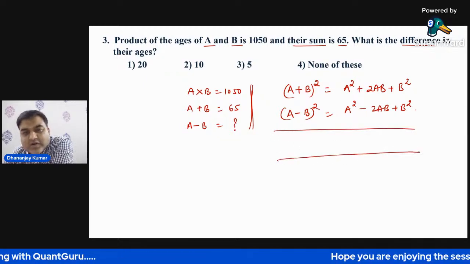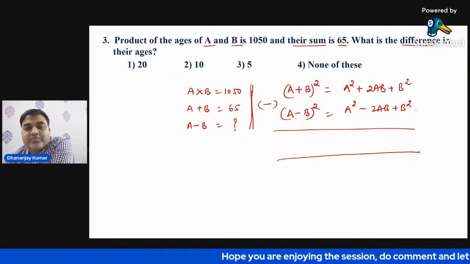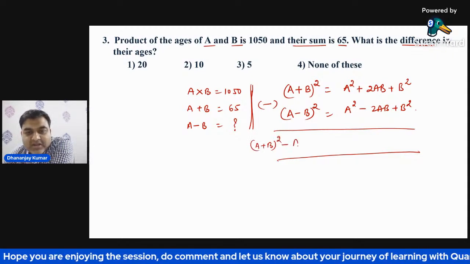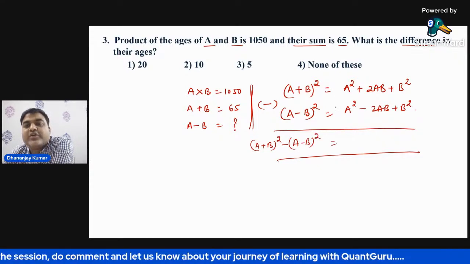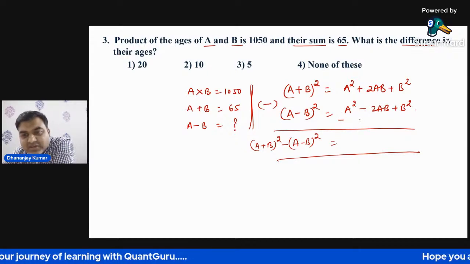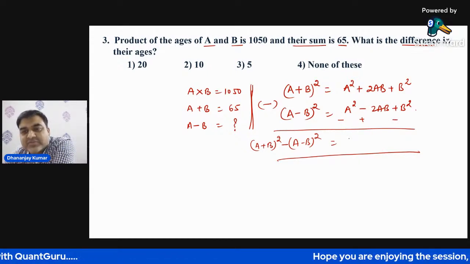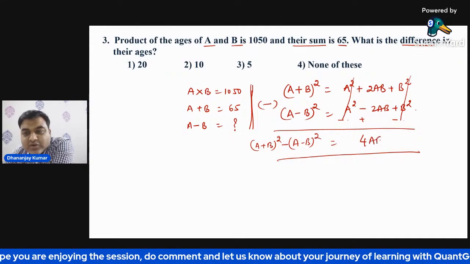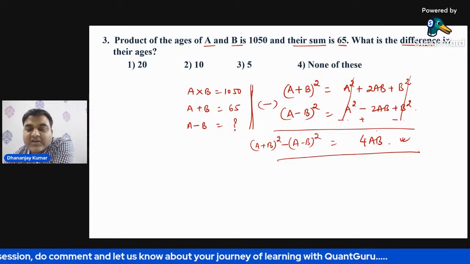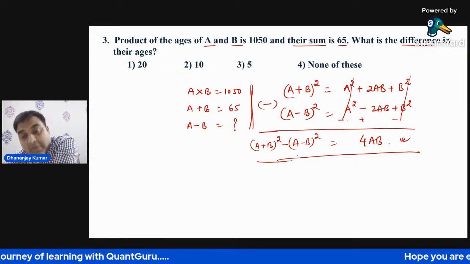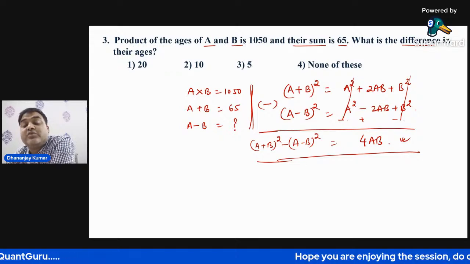Now try finding out what if we subtract these two. That means A plus B whole square minus A minus B whole square is going to be what? This becomes minus. Why? Because this negative becomes positive, this positive becomes negative. So A square minus A square gets cancelled, B square minus B square gets cancelled, 2AB plus 2AB becomes 4AB. That is what you have learned in school, from 6th to 8th standard. A plus B whole square minus A minus B whole square is equal to 4AB.